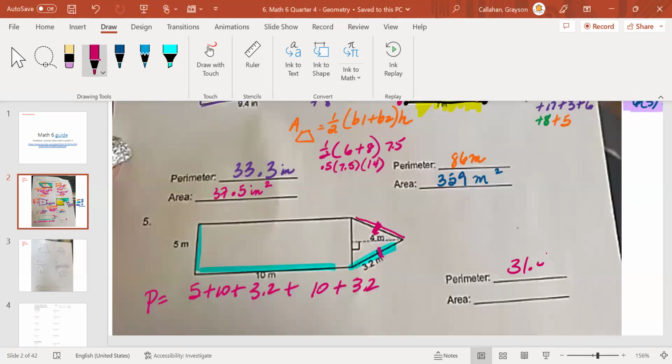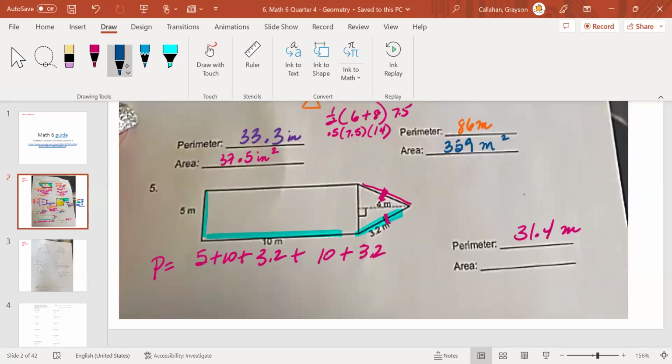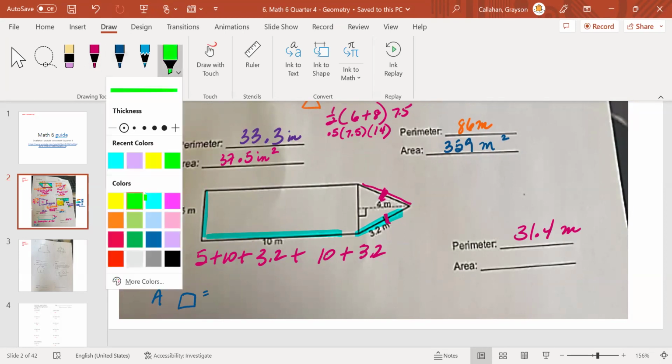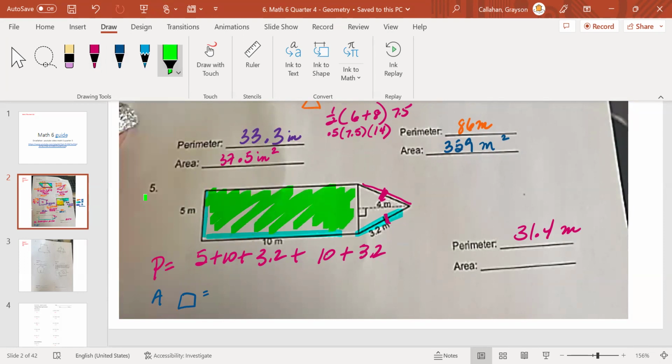Perimeter 31.4. What's your unit? For the area, you need to find the area of the rectangle first. And how do you find the area of the rectangle? Which is going to be this green space right here. How would you find that? And 10 meters as the inside. Good. Plus, now you have to find the area of the triangle, right?